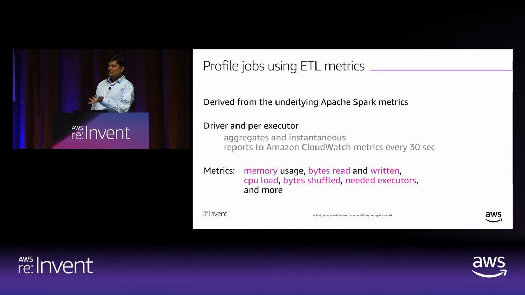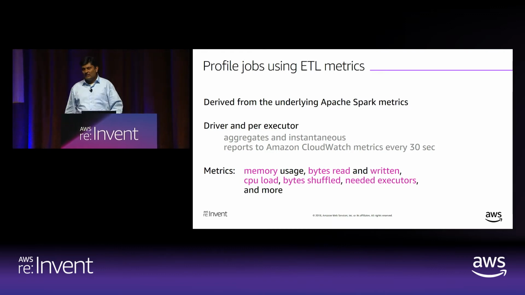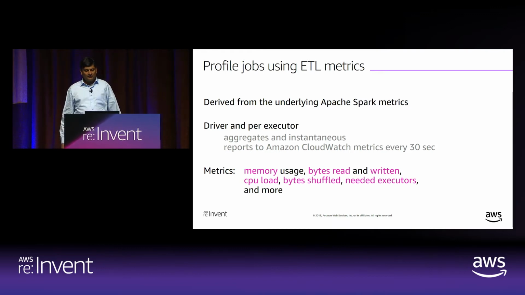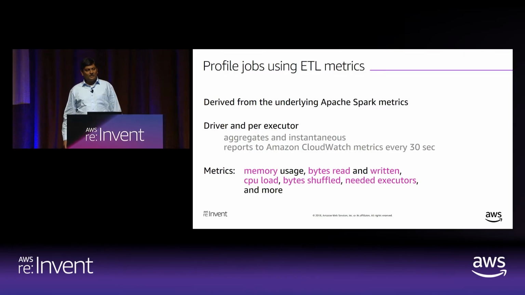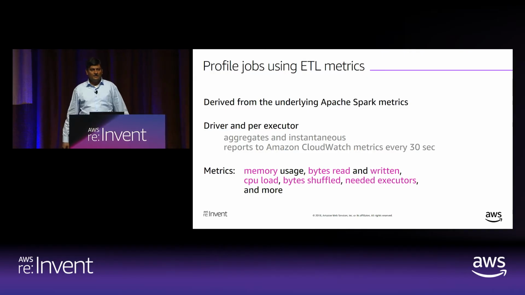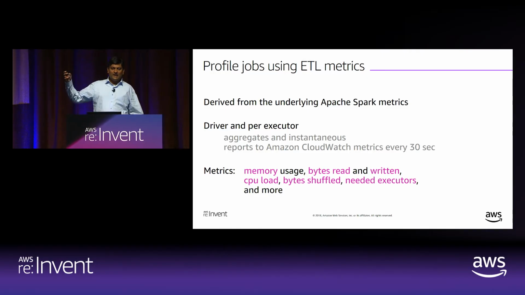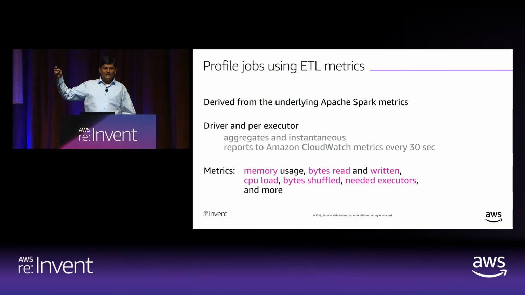And the kinds of things that we send back are memory usage, the amount of data that an executor read or wrote, the CPU load on a driver or executor, the amount of bytes that were shuffled or sent back and forth as they were communicating among executors. We also send back the number of quote-unquote needed executors. These are basically the amount of tasks that are in flight that could be scheduled if you had those number of executors. So it gives you an idea of how far you can scale the system for your particular job.